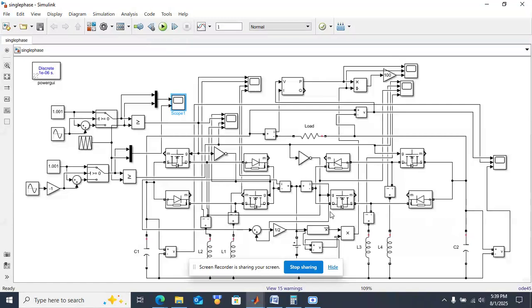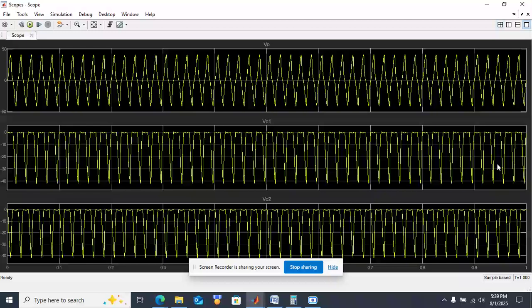From that we will get the differential operation. In this, if you see, the voltage across the capacitors and the output voltage. Output voltage is provided here, and the voltage across the capacitor Vc1 and capacitor Vc2. If we zoom it, we can see the capacitor 1 voltage. When it is 0, capacitor 2 voltage is appearing, and when capacitor 2 voltage is 0, capacitor 1 voltage increases. So from that we will get the differential voltage.